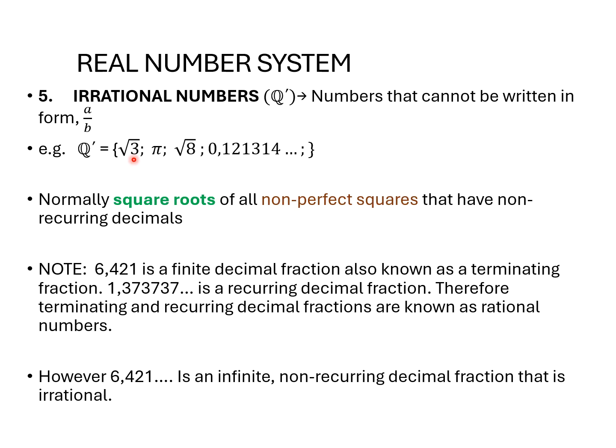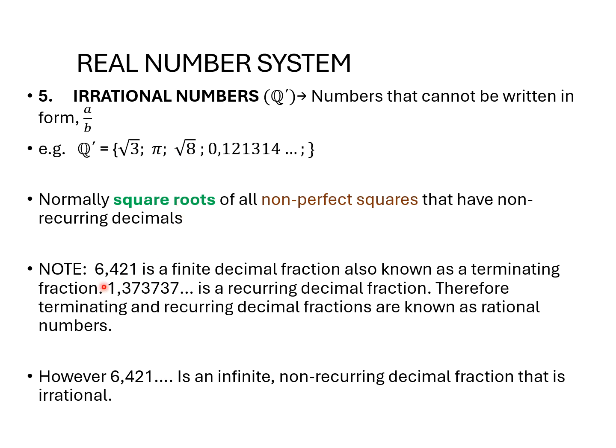When I say non-perfect square, 3 is not a perfect square number. We don't know naturally which number times itself will give me 3. Same applies to 8. I can't say 4 times 4 is 8. So therefore 8 is non-perfect. So if I find the square root of a non-perfect square, it has non-recurring decimals, therefore it's considered irrational.